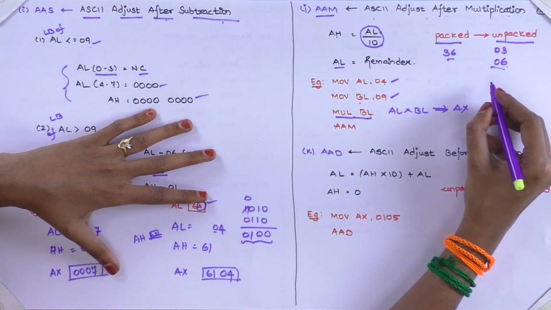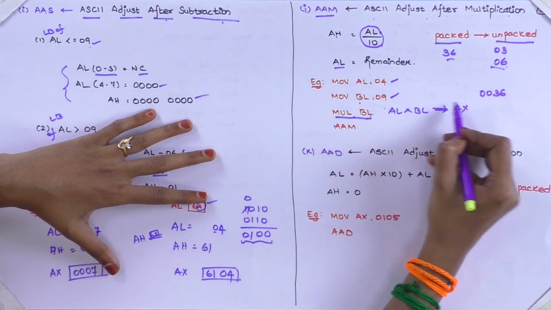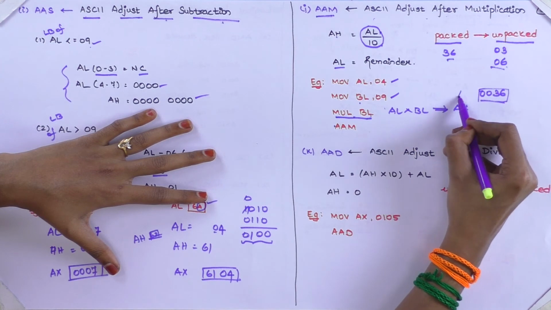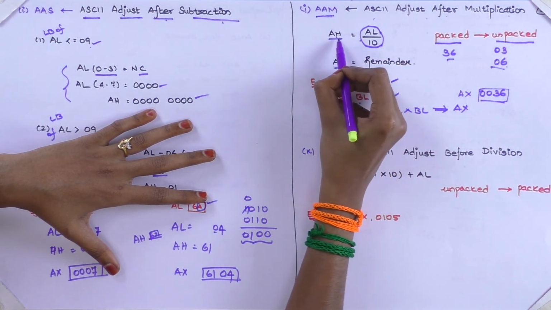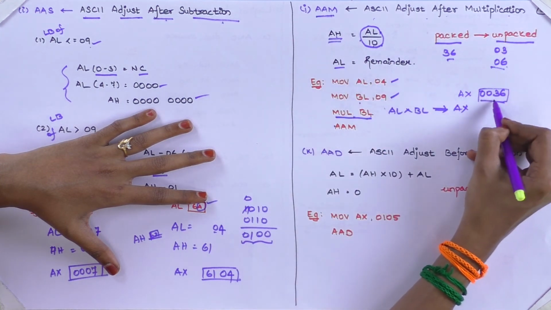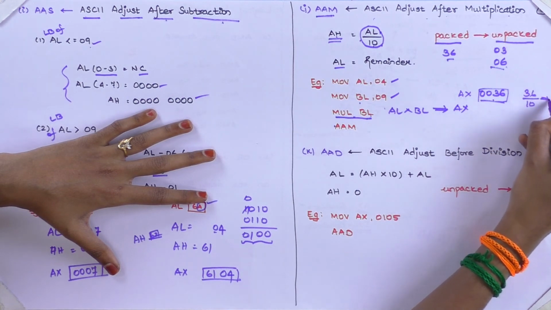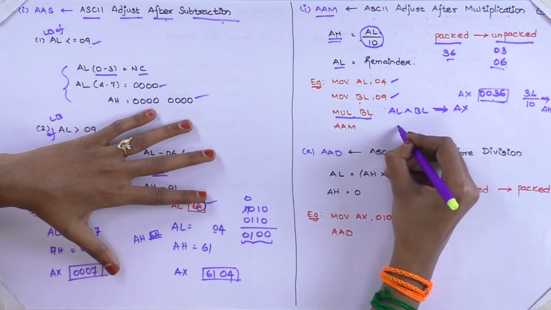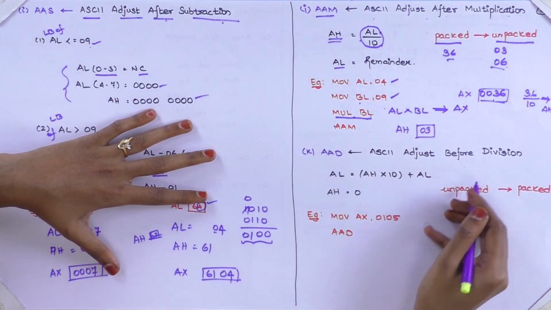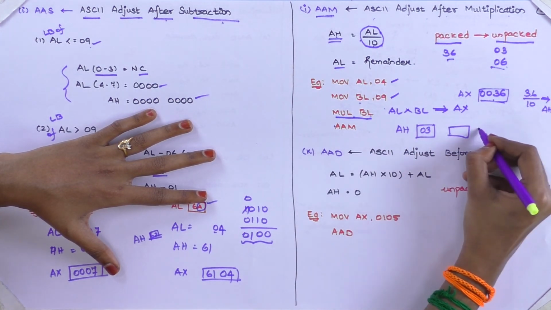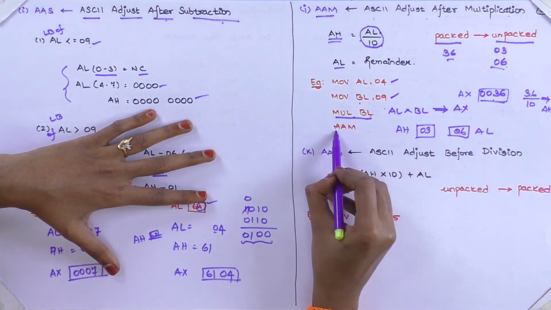After performing this multiplication you will have 0036, since 4 times 9 is 36. This is stored in the AX register. Now AH is AL divided by 10. The AL value is 36, so 36 divided by 10 gives a quotient of 03, which is stored in AH, and the remainder is 06. This is the result after AAM.